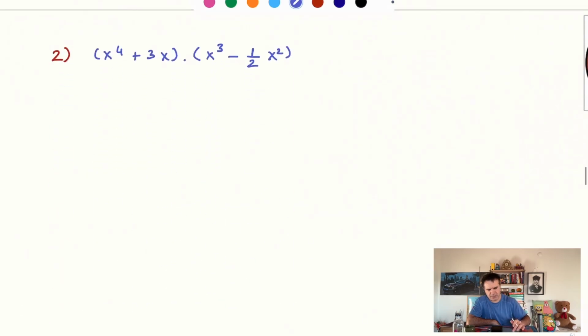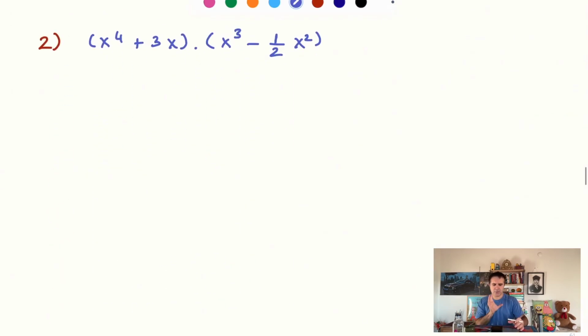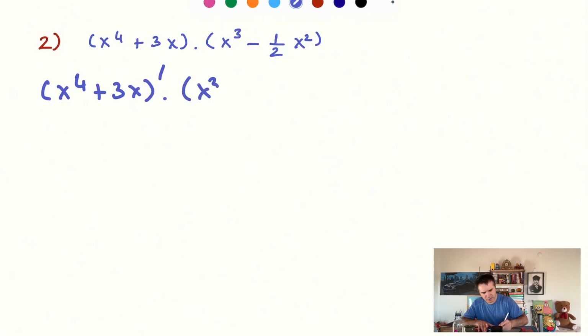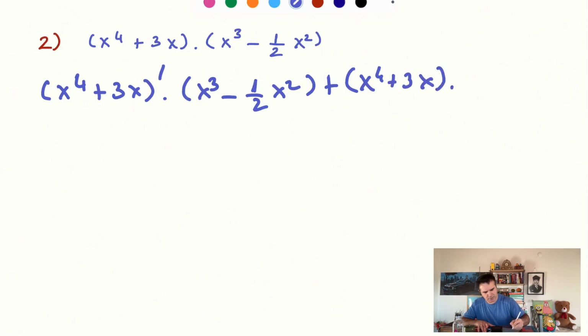Okay, now the second one. We will use the same rule again. First, x to the power of 4 times the derivative of 3x, plus x cubed minus 1 over 2 x squared times the derivative of x to the power of 4 plus 3x, times x cubed minus 1 over 2 x squared, derivative.